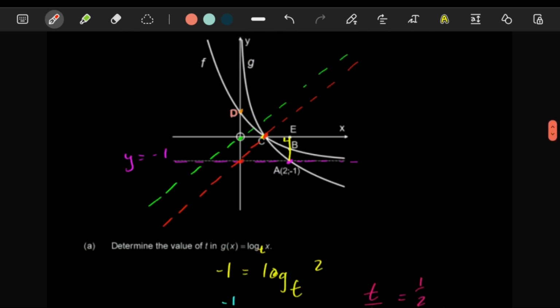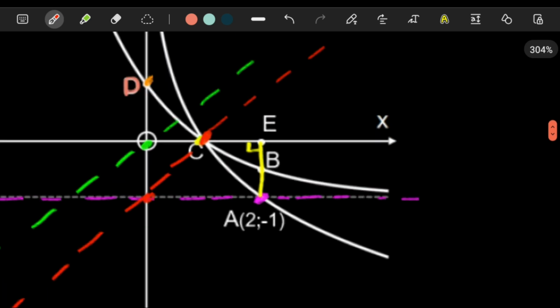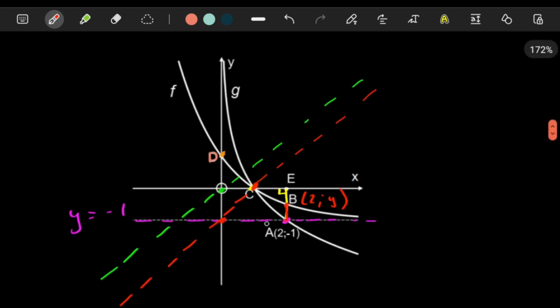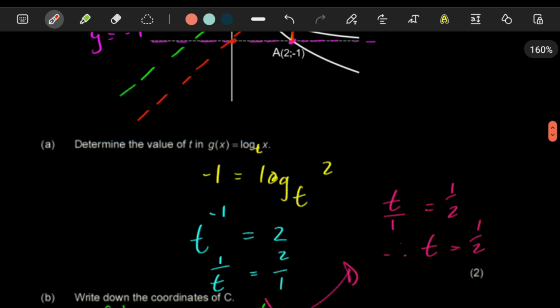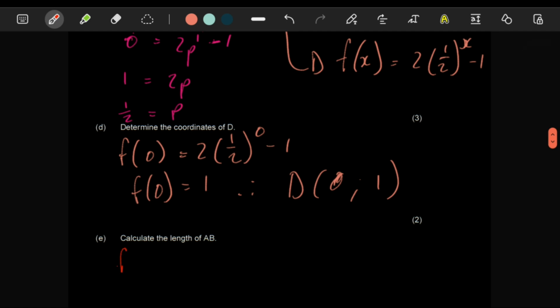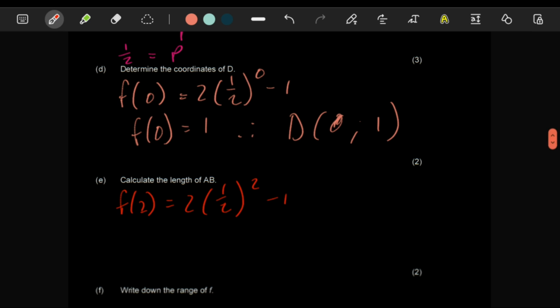Calculate the length of AB. Well, the good news about B and A is that you just have to compare their two y values, because the x value here is 2, the x value here is also 2. So obviously, the x value of B is 2. For you to get the y value of B, you can just throw its x value into the equation of f. So into the equation of f, let's throw an x value of 2, so that we can get the y value of B.